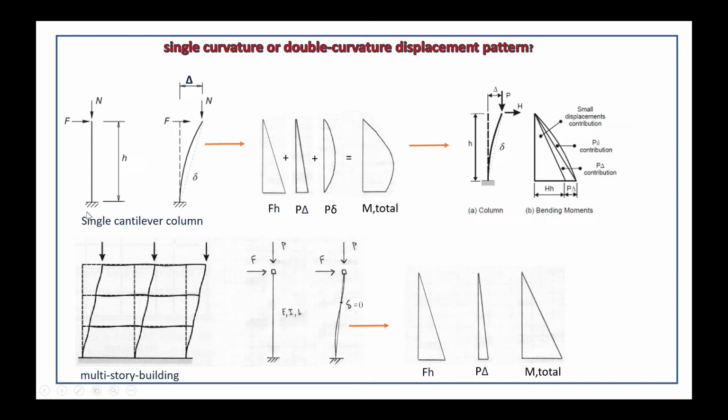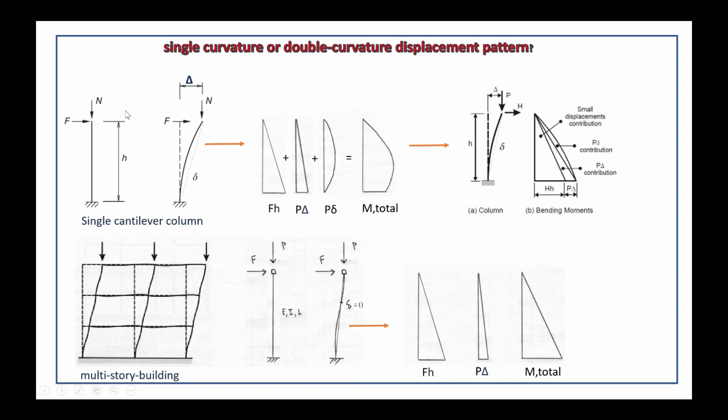Now let's talk about single cantilever column. We not talk it as a frame. It's a single element, a single cantilever column. And the picture below is multi-story building. Now let's check about a single cantilever column.